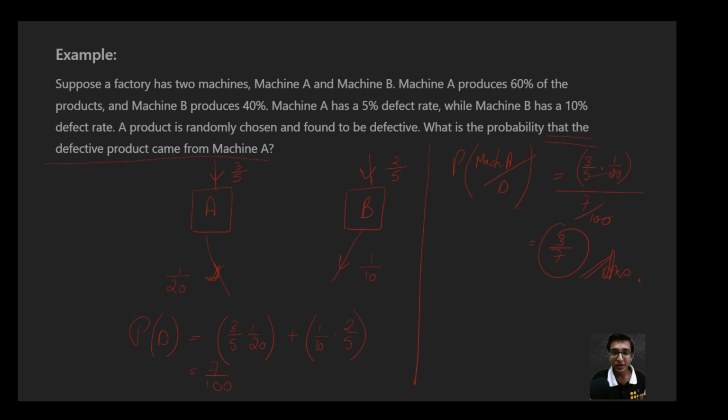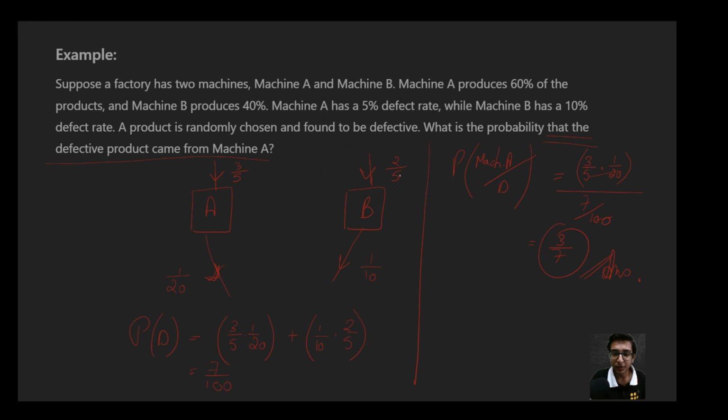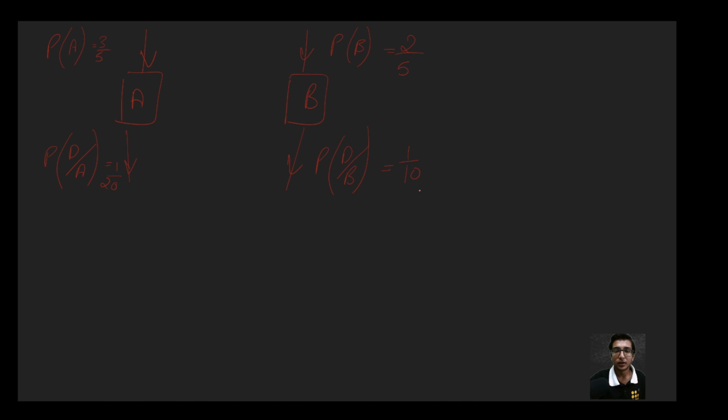Now let's say I was to do this using the formula method. Let's say this is my A machine, this is my B machine. The probability of me choosing machine A is 3 by 5, again 60% is 3 by 5. The probability of choosing machine B is 2 by 5. Now for me to get a defective piece, given that I have chosen machine A, it is going to be 1 by 20, 5% defective rate. And for a defective piece given that I have chosen machine B, it is going to be 1 by 10, 10% defective rate.